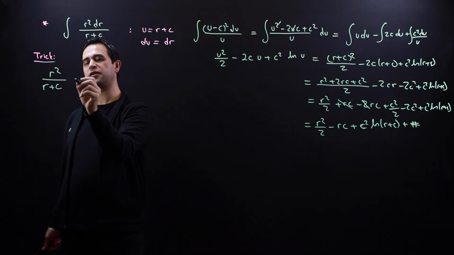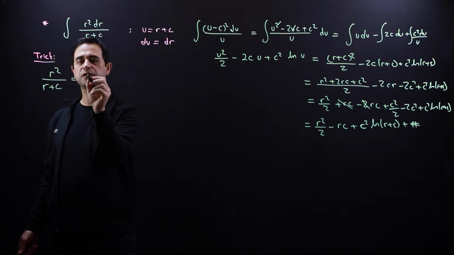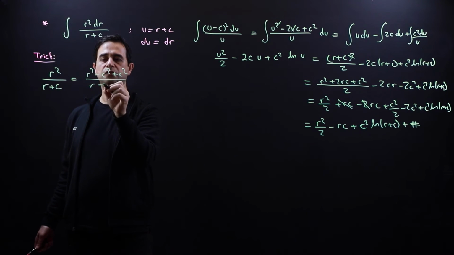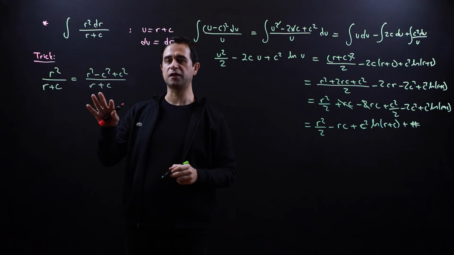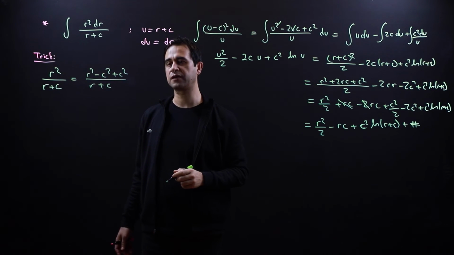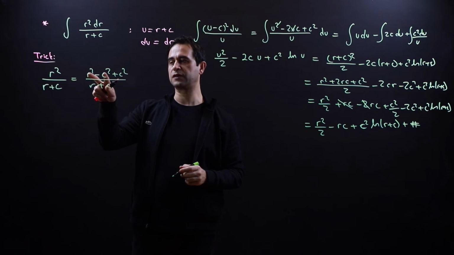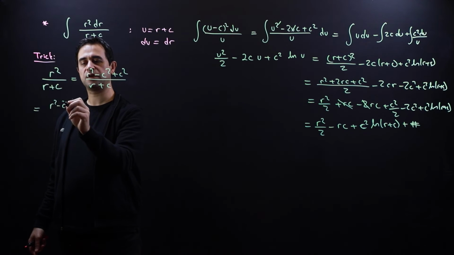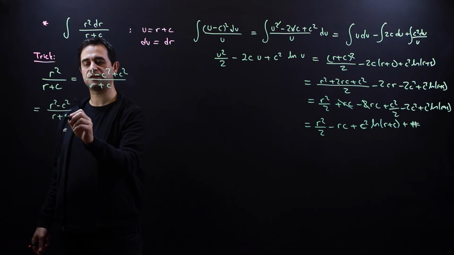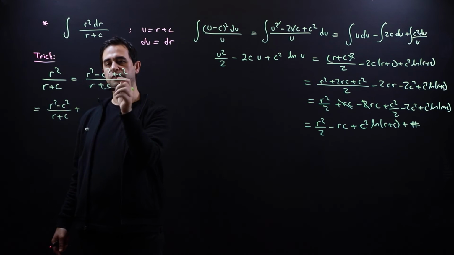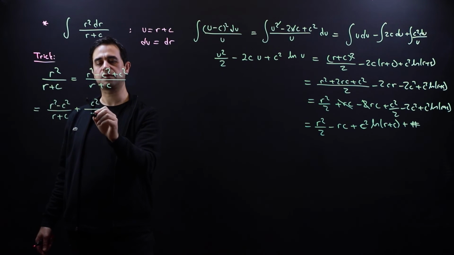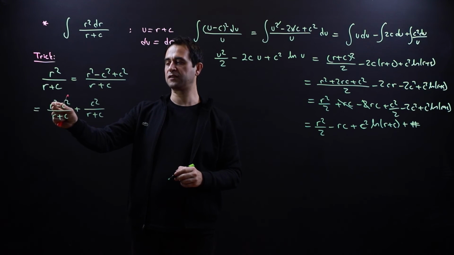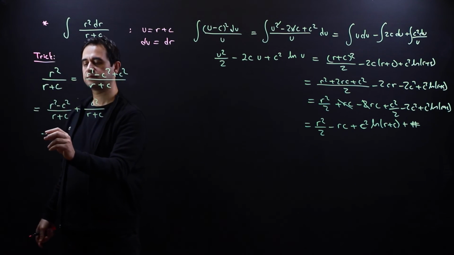So r squared over r plus c is equal to, you just subtract and add c squared. And it will be clear why I'm doing that. And even at this stage, it might be for some of you. And you see, this has two parts, this and that. So let me write it like that. So this is equal to r squared minus c squared divided by r plus c, I'm just separating these two, and c squared over r plus c. And why am I doing it? I think it's clear. This has r minus c and r plus c, and that's going to cancel that, right?